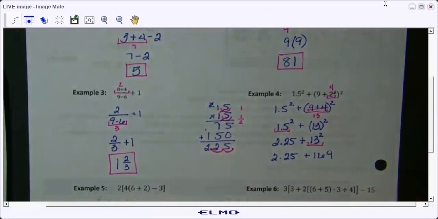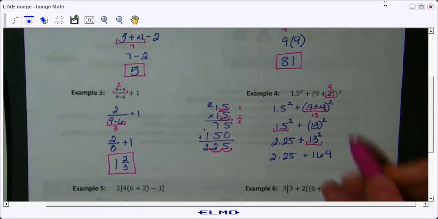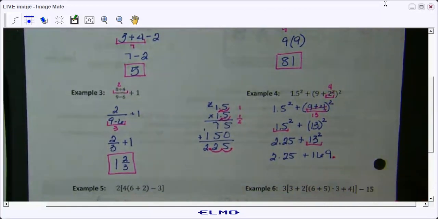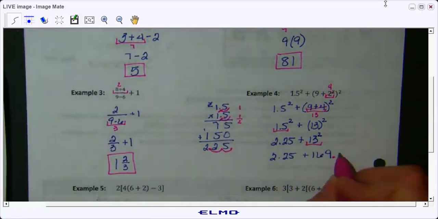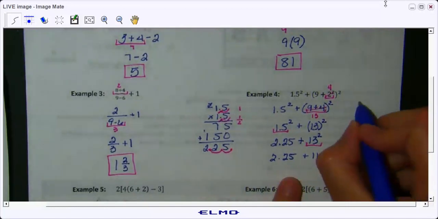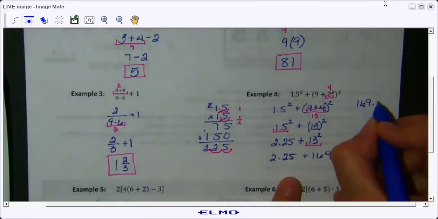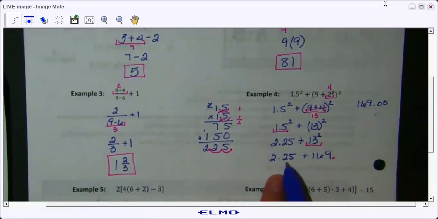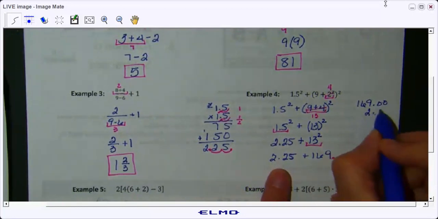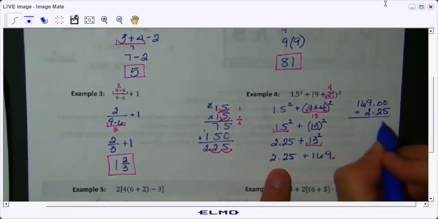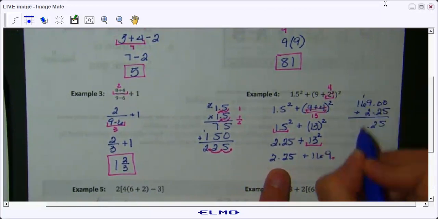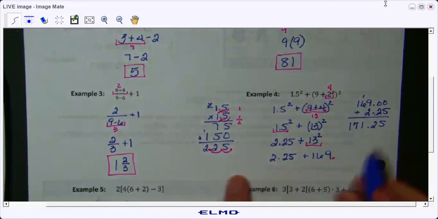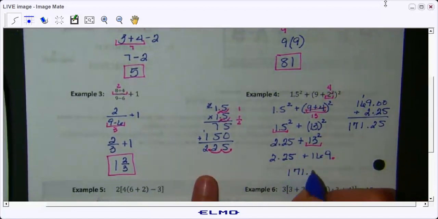Now, students also mess up here because we're supposed to line up our decimal. 169 has a decimal, we just don't see it. 169 has a decimal right here. So anytime you don't see the decimal, it's always at the end of the number, and you could add zeros. In this case, I have 169.00, and I added 2 zeros because there's 2 place values after the decimal in 2.25. 2.25, and now I can add those together. And I get 171.25.